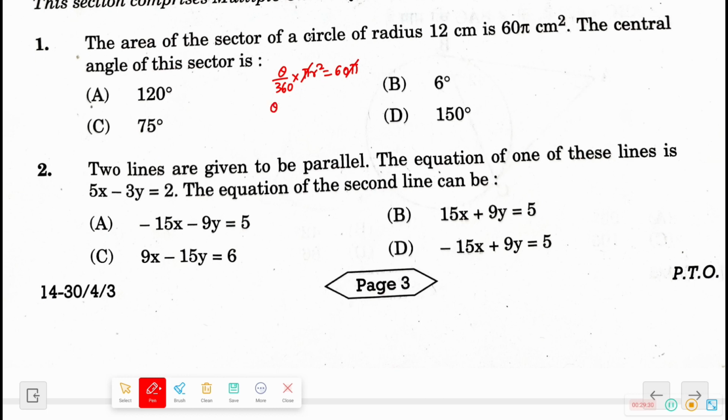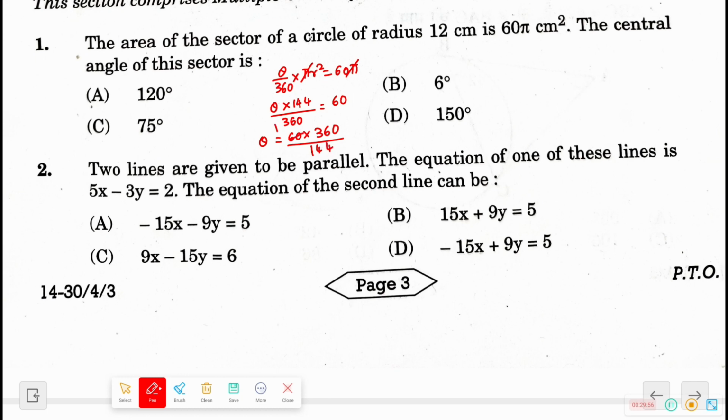So theta into 12 square, which is 144, by 360 is equal to 60. Now we want theta. Theta is equal to 60 into 360, because we have to transpose 360 to that side, by 144, will be divided by 144.